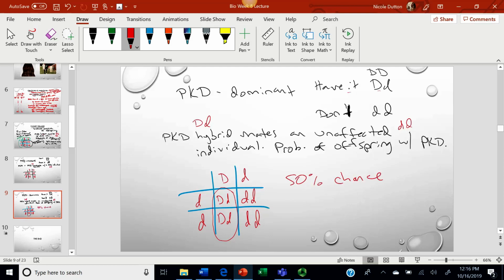This is actually the case of my friend Michelle. So she has the dominant form. She's a carrier. One of her parents had it, the other parent didn't. So she ended up having the dominant form here. And the dominant form is much better to get.